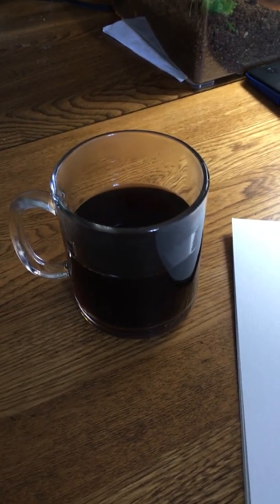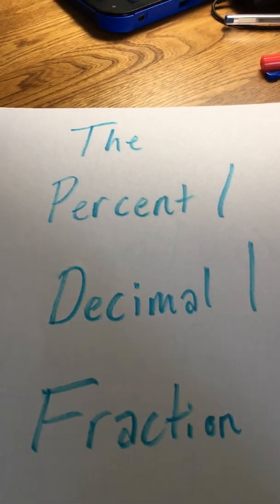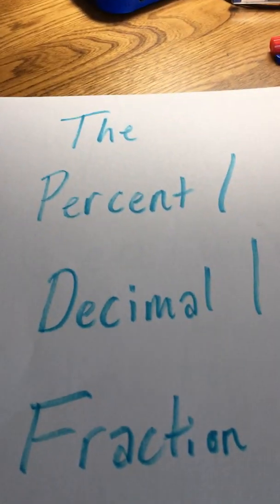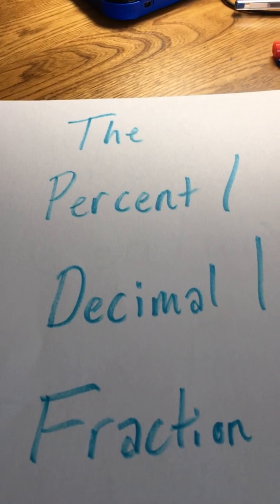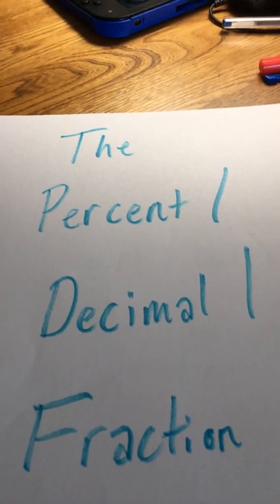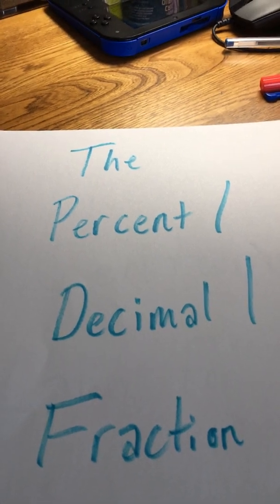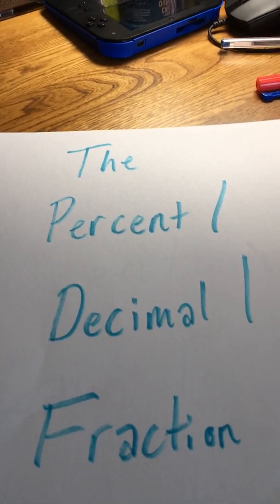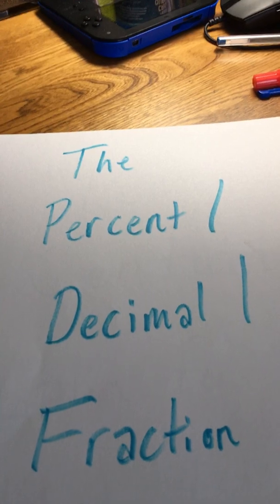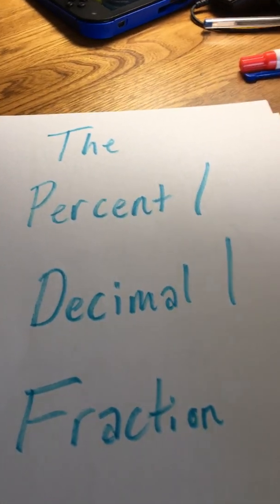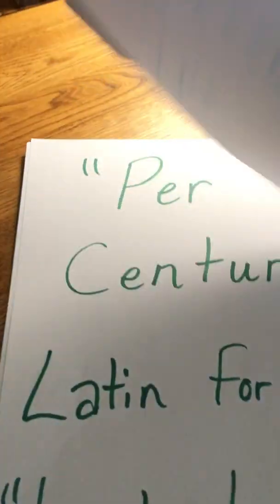Hello, fifth graders. Today we're going to be talking a little bit about the percent to decimal to fraction connection. Before you deal with percents, you have to know that they're absolutely positively tied to decimals and fractions. You can change a decimal very easily into a percent. You can also change a fraction into a percent if you know how. Let's take a look at a few examples.